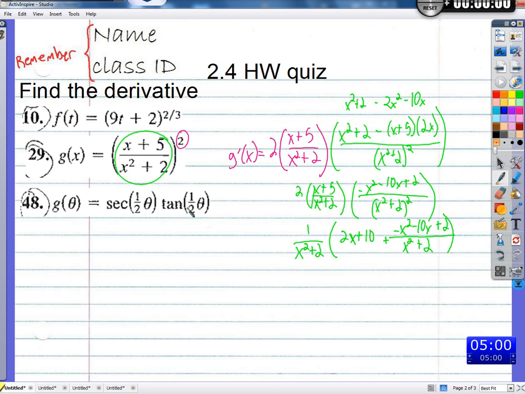So we can write out that little map that we've done before, like the product rule. If this is u and this is v, we're going to have u prime v plus v prime u. Okay. When we look at u, that first function, it's a function inside a function, so we're going to need the chain rule here.